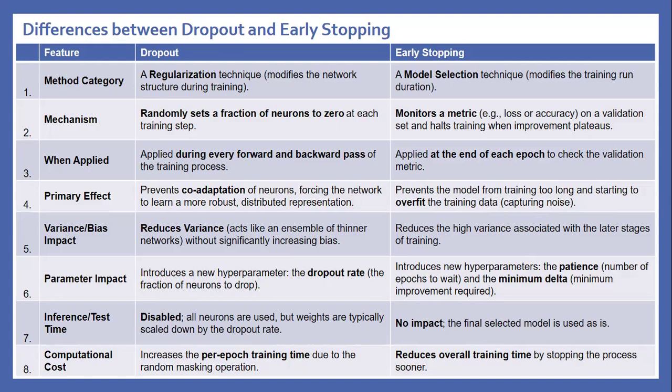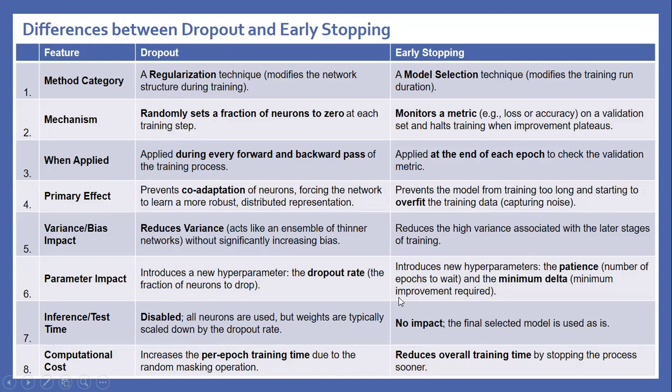Parameter impact: dropout introduces a new hyperparameter, the dropout rate, the fraction of neurons to drop. Early stopping introduces new hyperparameters, the patience, the number of epochs to wait, and minimum delta, the minimum improvement required. Inference or test time: dropout is disabled. All neurons are used, but weights are typically scaled down by the dropout rate. Early stopping has no impact. The final selected model is used as is.